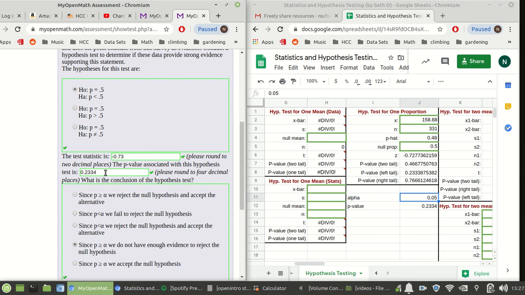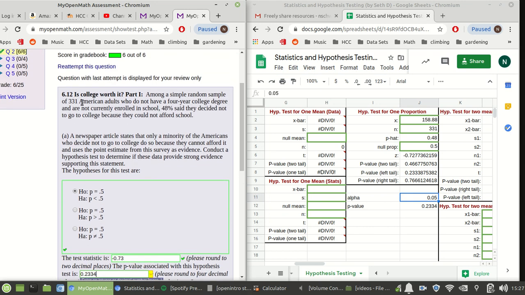All right, let's talk about what this number means. I kind of glossed over that. This 0.233 is almost 25%. I'm stretching a little bit, but imagine it is 25%. What we're saying is, if the true proportion was 50%, there is a 25% chance that we would have gone out and asked 331 Americans why they are not going back to college, and 48% of them would have said they're not going back because they can't afford it. There's a 23% chance of that. It's almost a quarter chance.